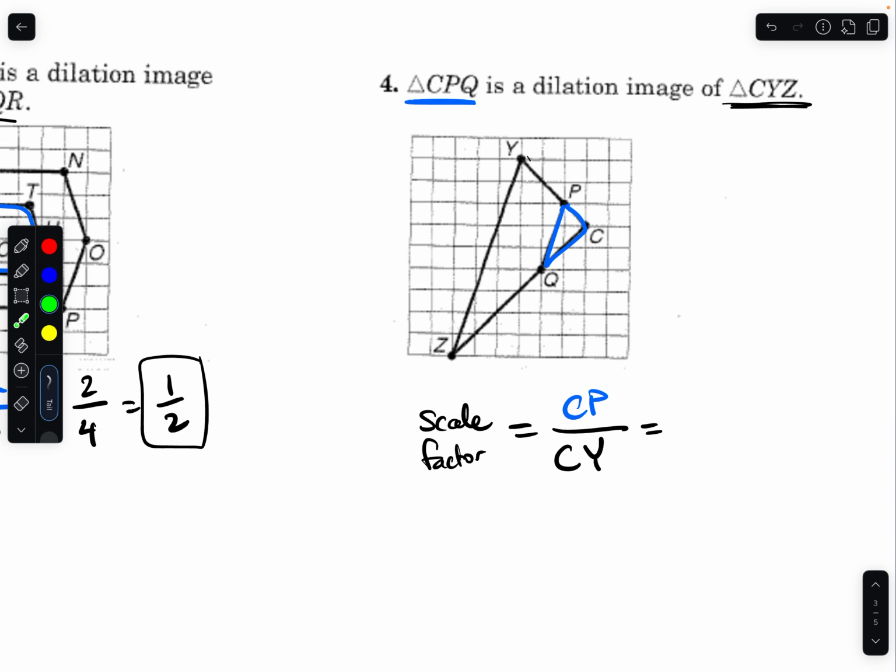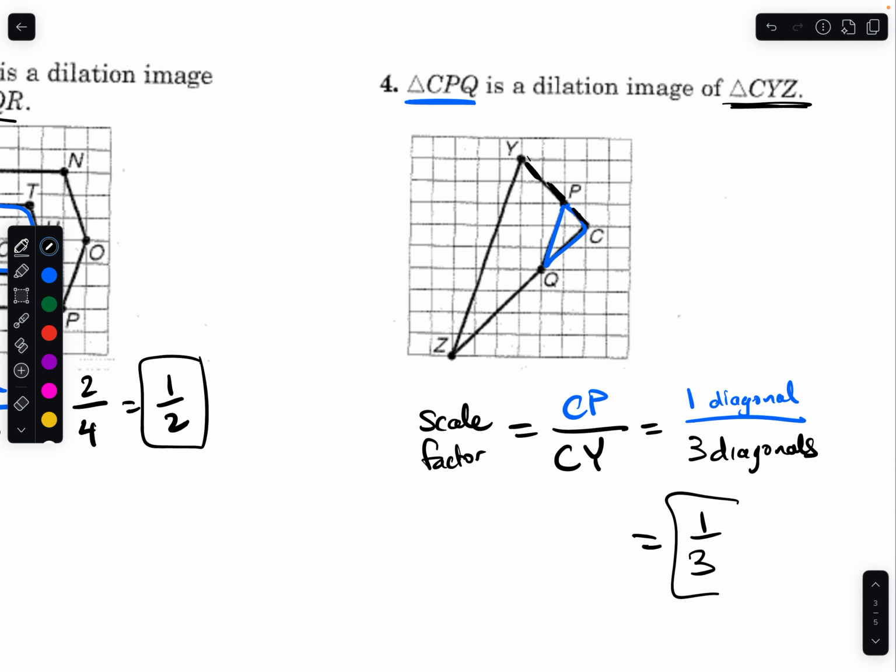Hopefully, you notice that CP is just one diagonal. It's like the diagonal of 1 unit square. If you're really good at the Pythagorean theorem, maybe you remember that from a different math class, you might know that the length of CP is the square root of 2. But you don't even need to know that. You could just call it one diagonal. And then CY, isn't that 3 diagonals? 1, 2, 3 diagonals, right? And 1/3 is our scale factor.